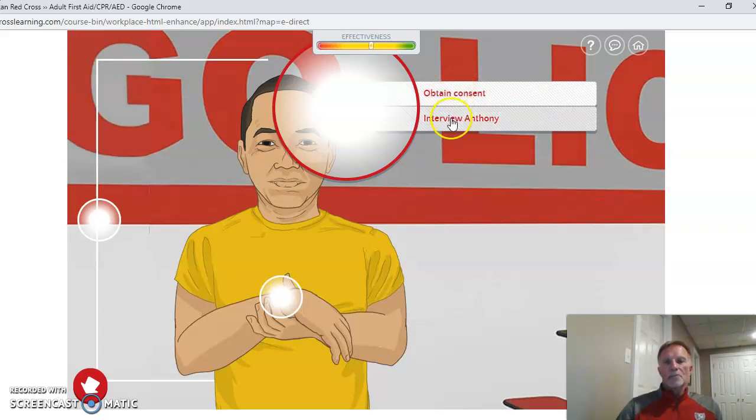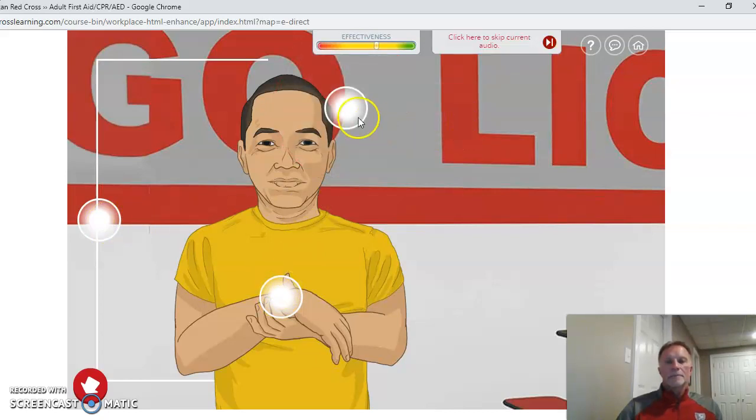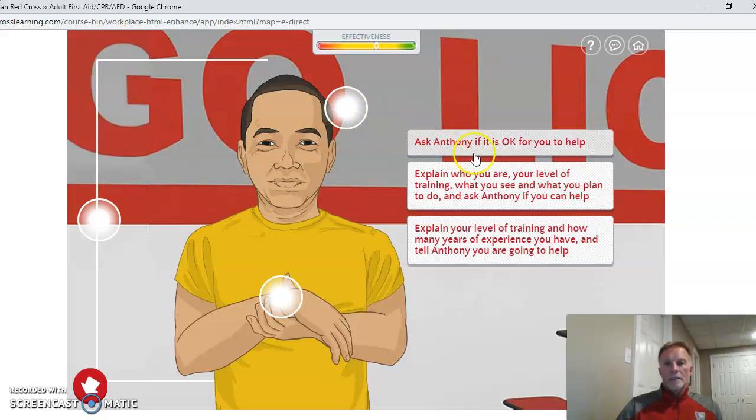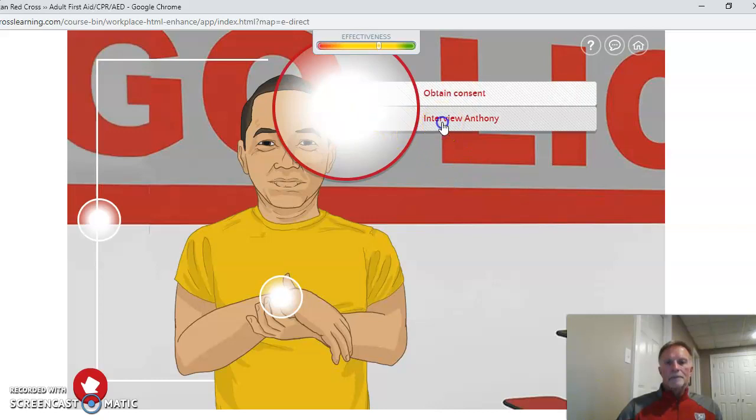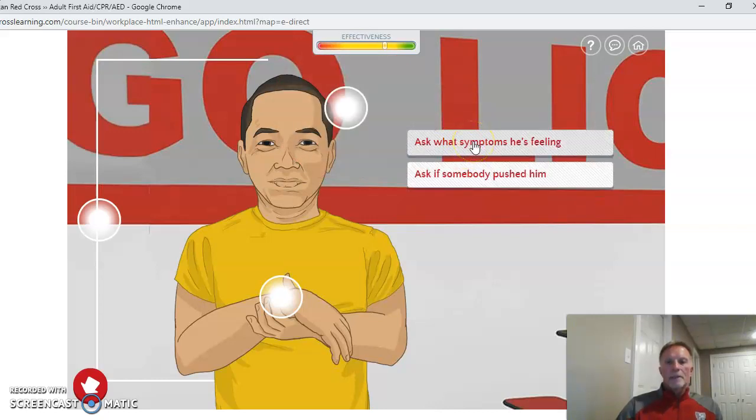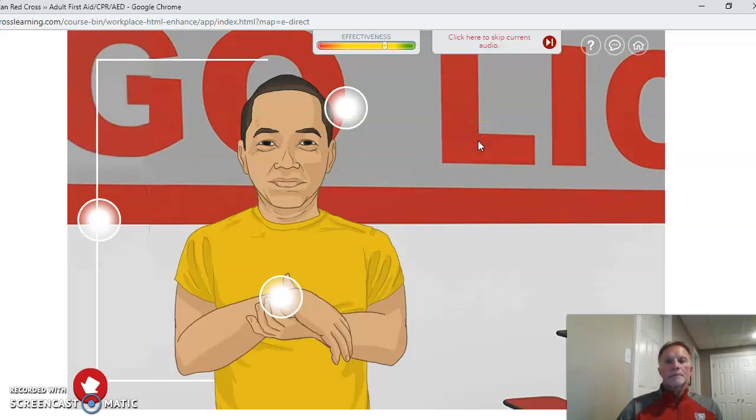Okay, so you have a choice: obtain consent, interview. What should you say to obtain consent? Explain who you are, your level of training, what you see, what you plan to do. Yes, please help. Thanks. Okay, so we go through. My wrist. It hurts pretty bad, but I'll be fine.